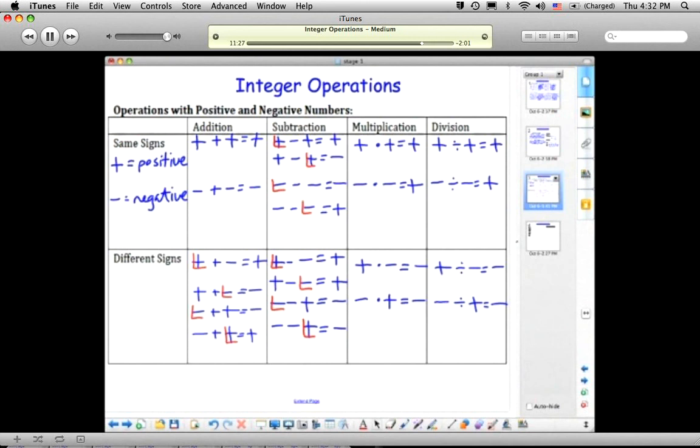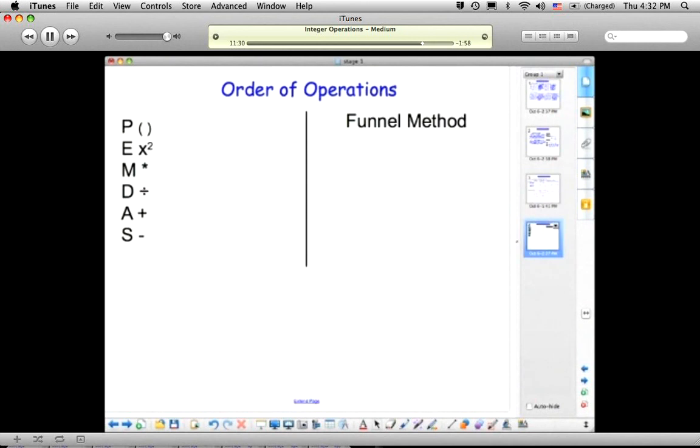So as I said, I would make sure you have all of those notes thoroughly before you move on. We're going to look at order of operations.